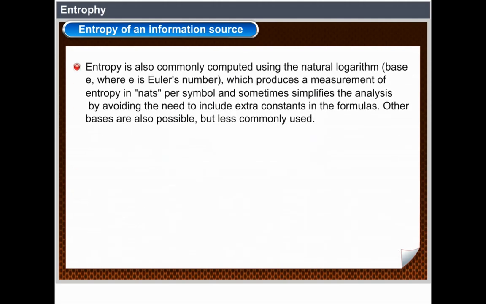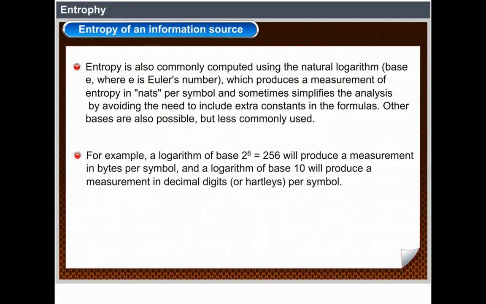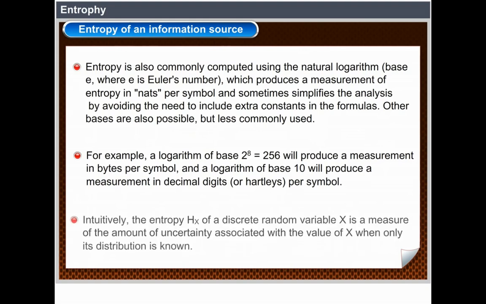Entropy is also commonly computed using the natural logarithm base e, where e is Euler's number, which produces a measurement of entropy in nats per symbol and sometimes simplifies the analysis by avoiding the need to include extra constants in the formulas. Other bases are also possible but less commonly used. For example, a logarithm of base 2 power 8 equal to 256 will produce a measurement in bytes per symbol, and a logarithm of base 10 will produce a measurement in decimal digits or Hartleys per symbol.